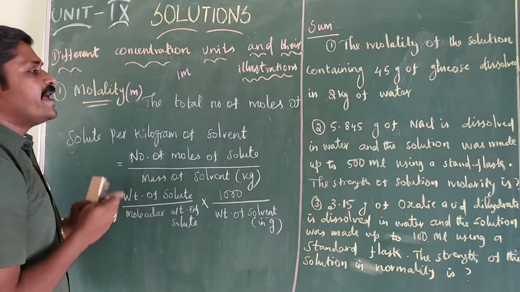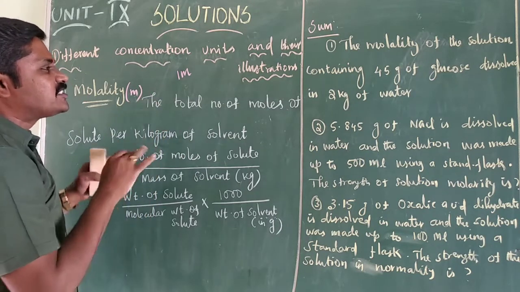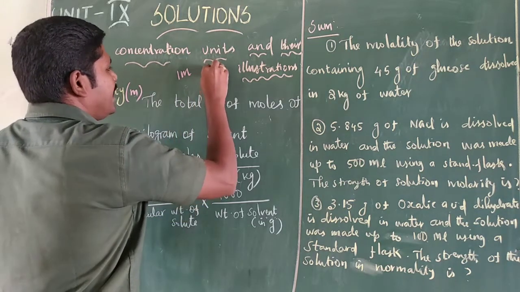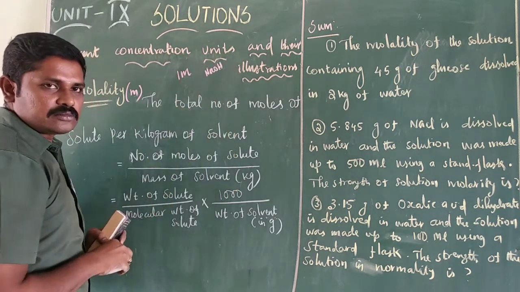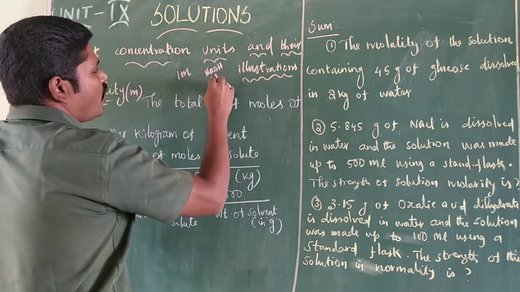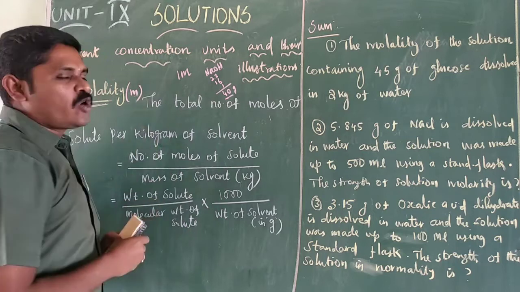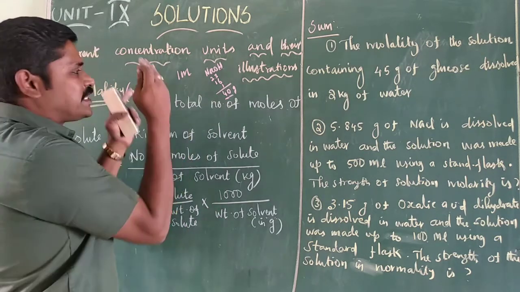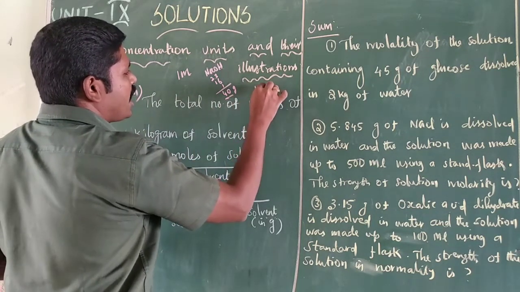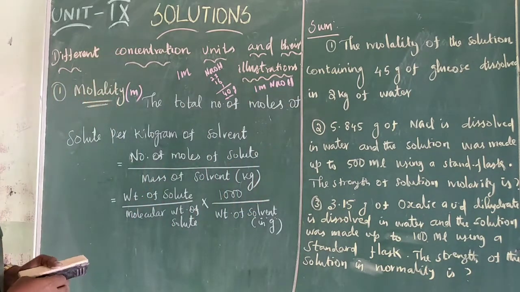One molal is defined as the molecular mass of a substance dissolved in 1000 gram of water. For example, sodium hydroxide, NaOH. The molecular mass of sodium hydroxide: sodium 23, oxygen 16, hydrogen 1, so 40 gram. 40 gram of sodium hydroxide dissolved in 1000 gram of water is equal to 1 molal sodium hydroxide.